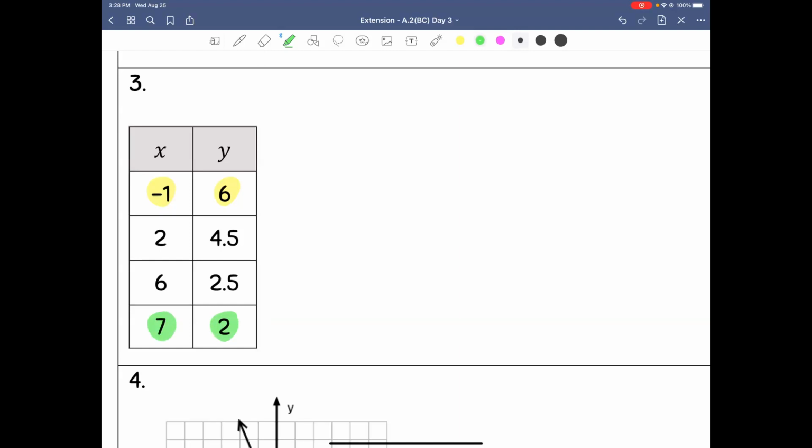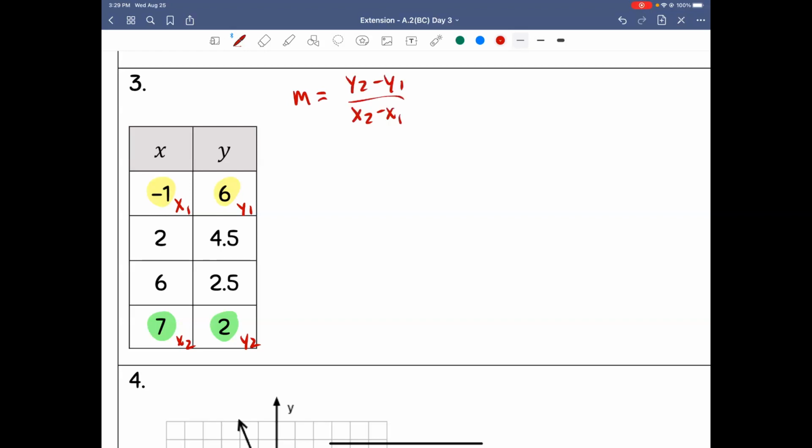There's nothing wrong with working with decimals, it's just sometimes easier to work with whole numbers, and I like to be clever when I do my work. And so what I'll do is I'll label these points x1 and y1, x2 and y2, so that I can use the slope formula in order to find my slope.